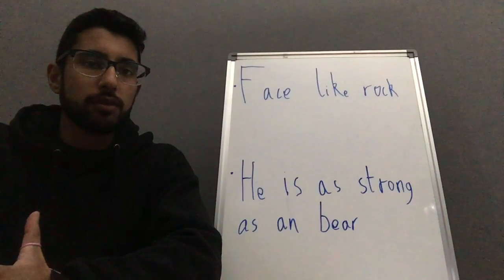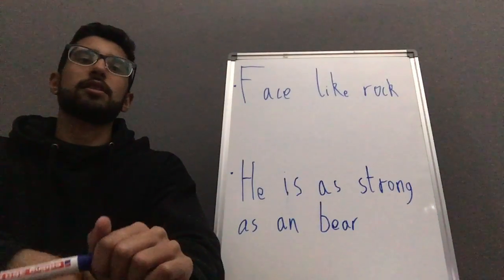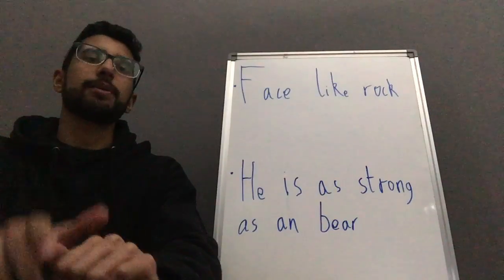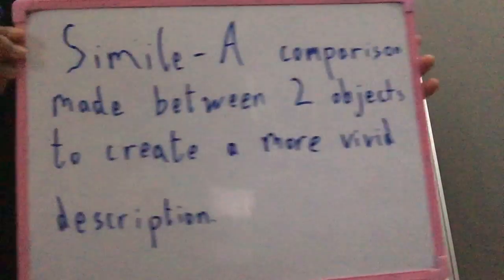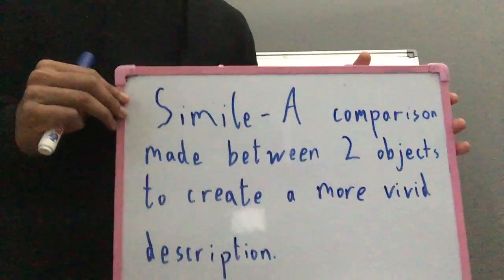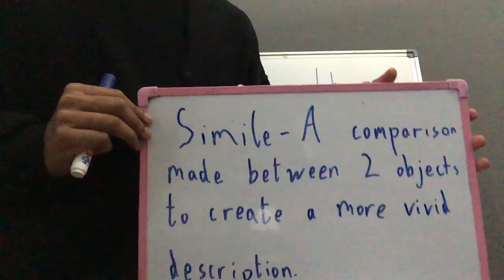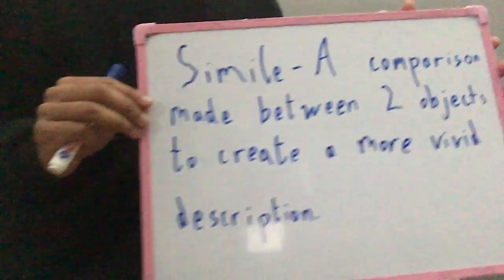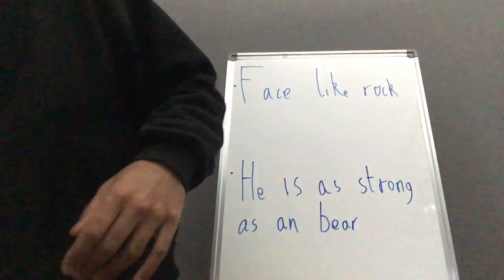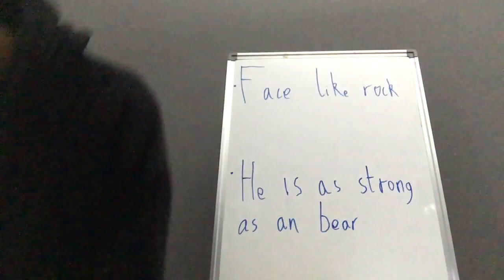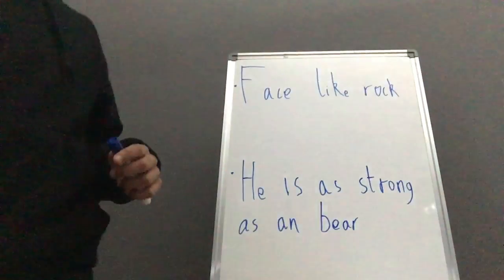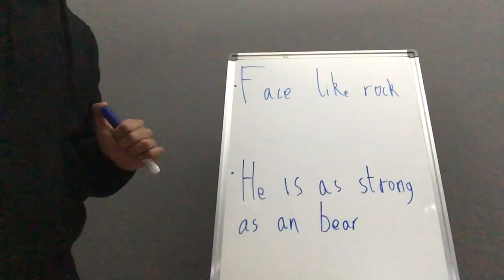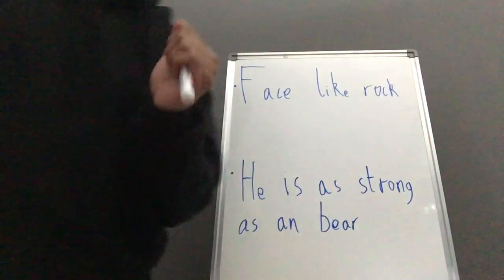So we are looking at descriptions this week, and we're talking about similes. So I've written up the definition of what a simile is here for you. A simile is a comparison made between two objects to create a more vivid or interesting description. So I already showed you a few similes, but I'm going to go back over exactly what they are, and hopefully you should be able to write some of your own after I've actually explained.